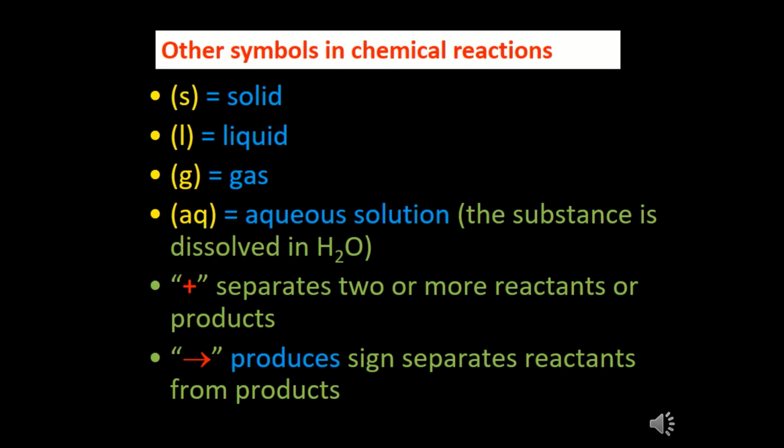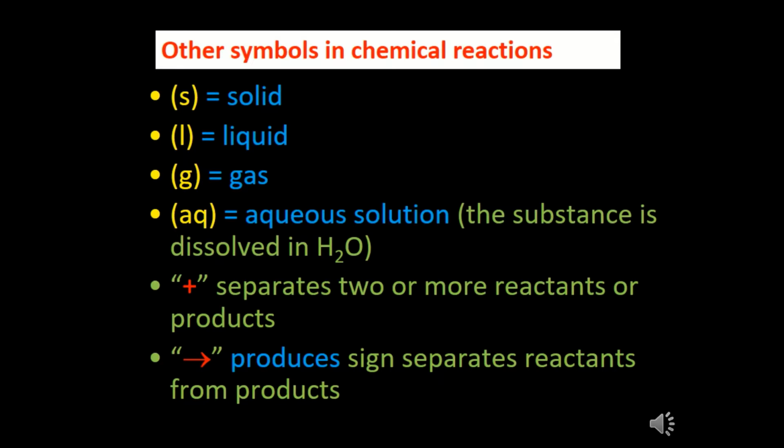Suppose we have three reactants: hydrogen, oxygen, and chlorine. Suppose they are all gases, so we write H2(g) plus O2(g), where g is the physical state gas, plus Cl2(g), meaning chlorine gas. We use the plus two times because there are three reactants. If there are four, we write plus three times.